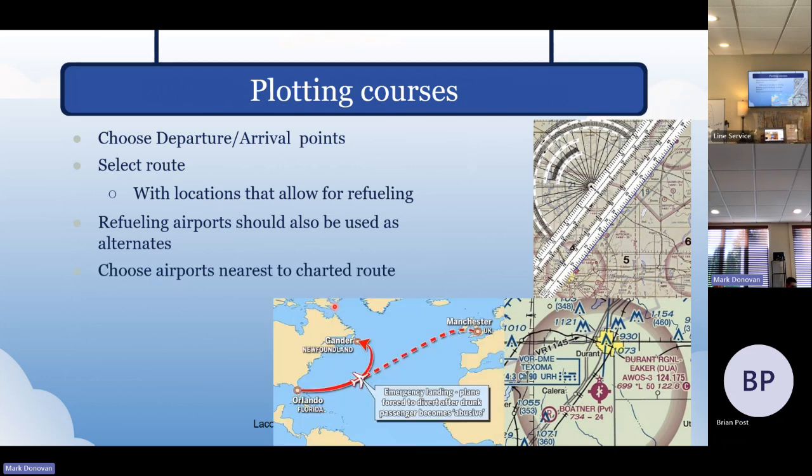Choose airports nearest to the charted route. We'll get to it a little bit later, but you might want to choose a path that will take you close to potential refueling spots, again, within 15 nautical miles.